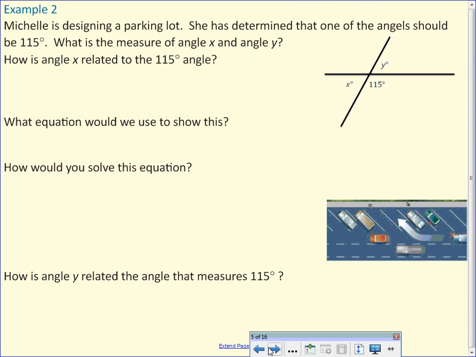Michelle is designing a parking lot. Sounds like a good idea. I don't know which one of us are talking about, but one of us apparently is designing a parking lot. She, I guess it's you, she has determined that one of the angles should be 115 degrees. What is the measure of angle X and angle Y?